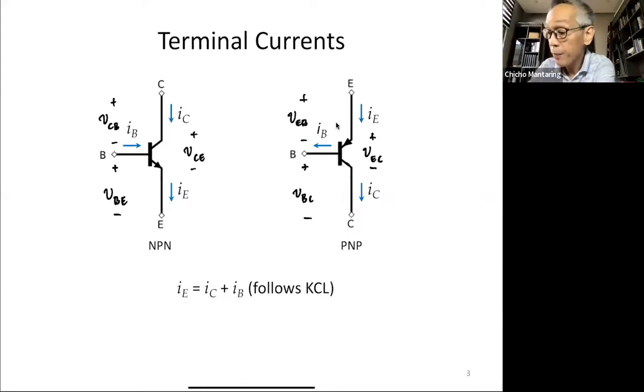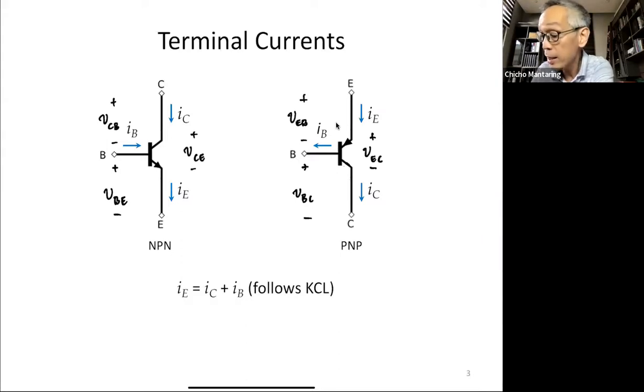Take note that the transistor in a circuit acts like a supernode. If you recall the definition of a supernode, a supernode is not capable of accumulating any charge. Therefore, the currents that enter that node must be equal to the currents leaving that node.